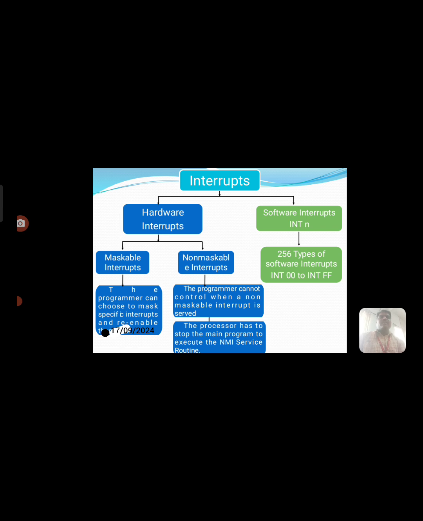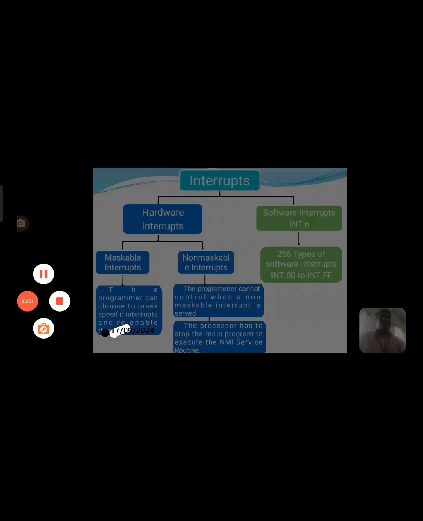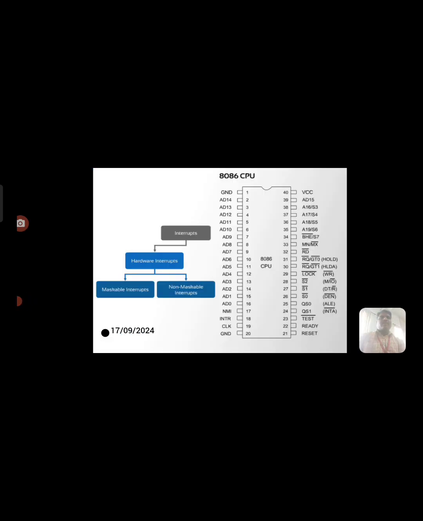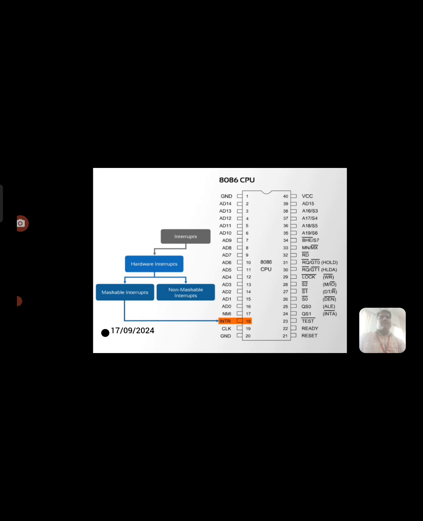Whereas software interrupts are defined by the user, there are 256 types. 256 means from 00 to INT FF we have the software interrupts. This is the 8086 CPU pin diagram showing how the maskable and non-maskable interrupts are marked. Under pin number 18 the maskable interrupt is there, and under pin number 17 the non-maskable interrupt is there.